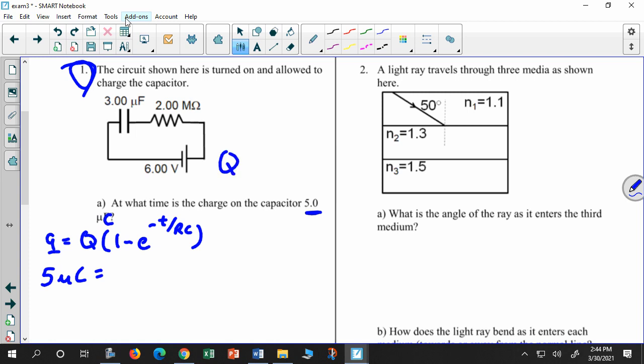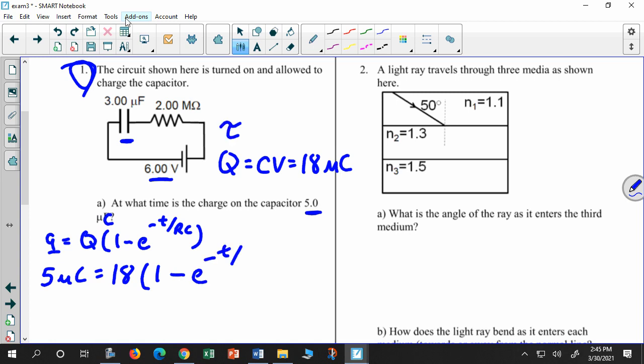Big Q is the charge on this capacitor when it's fully charged by this battery. So it's equal to C times V. That's going to be 18. 3 times 6 is 18 microcoulombs. So 5 is equal to 18 times 1 minus e to the minus t divided by RC. Tau is equal to RC. That's equal to 3 times 2, or 6 seconds.